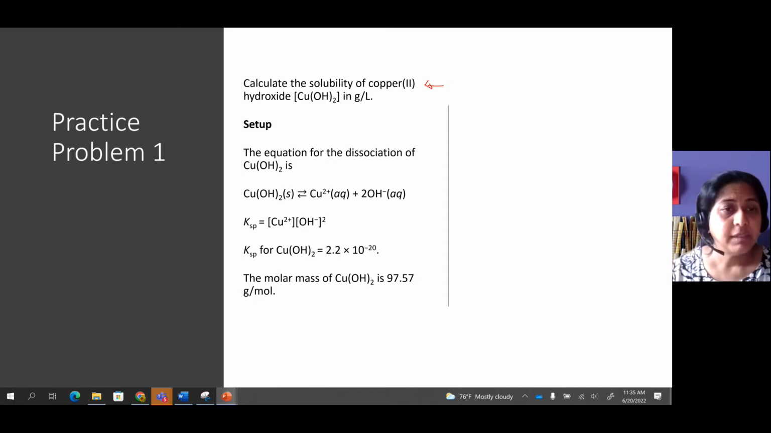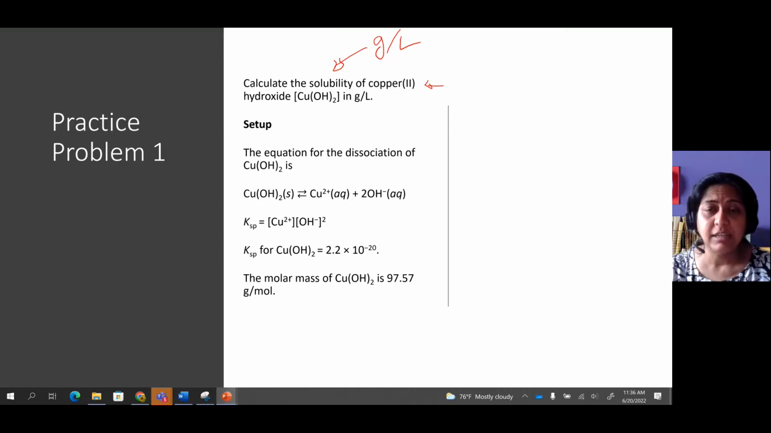Practice problem 1. Calculate the solubility of copper 2 hydroxide. We are asked to find the solubility, so we need to get the answer in grams per liter. Okay, let's try to solve this. First we write the equation for the dissociation of copper hydroxide into copper 2 plus ions and hydroxide ions. Then we write the Ksp.